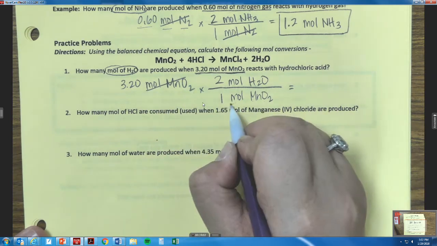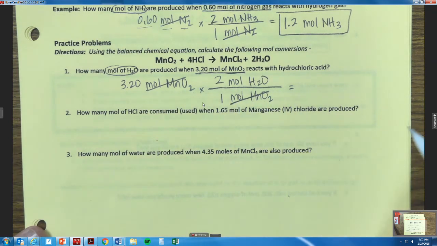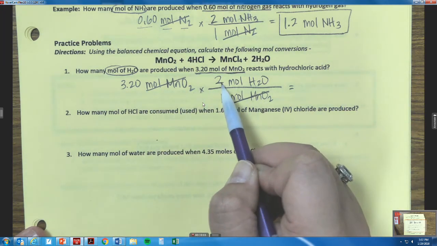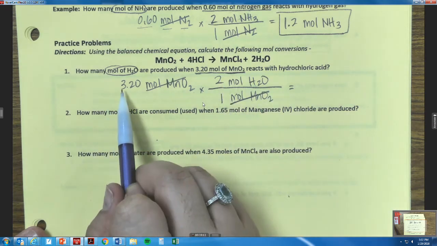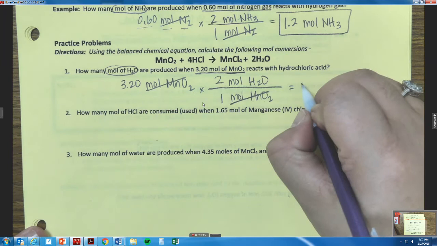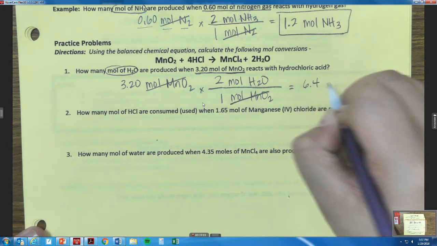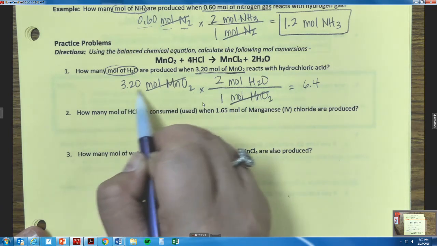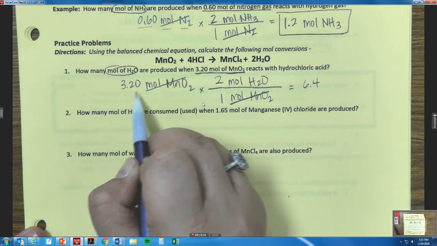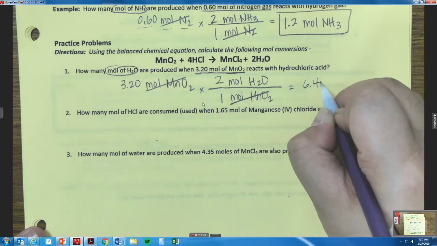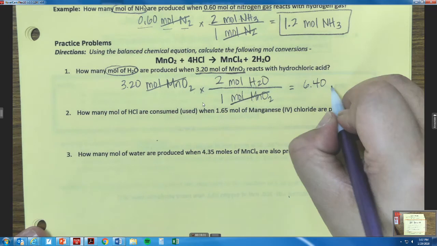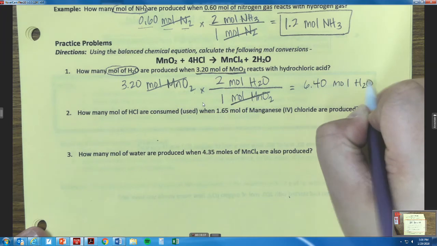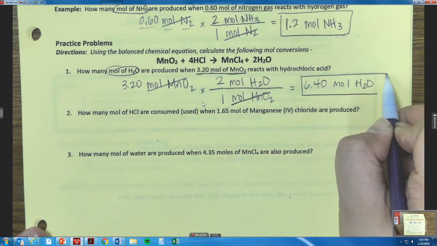Moles of MnO2 and moles of MnO2 are going to cancel each other out. So we're left with 3.20 times 2 moles of water divided by 1. So 3.2 times 2 is 6.4. Now remember, your question gave you 3 significant figures, so your answer should also have 3 significant figures. And our unit would be moles of water, of H2O.